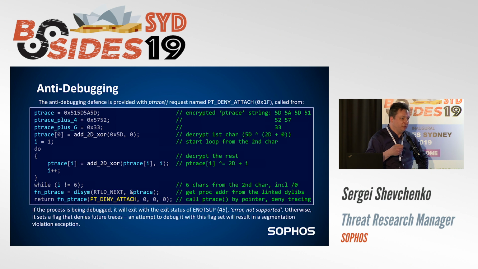What that means, if you are debugging this executable and call that function, the debugged executable will exit with the error code 45, which is called ENOTSUP, which stands for error not supported. So the executable will exit with that error code.